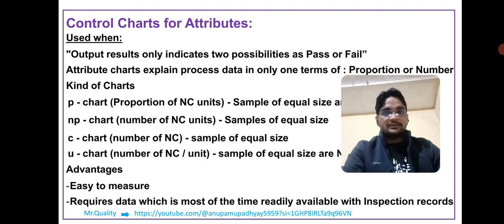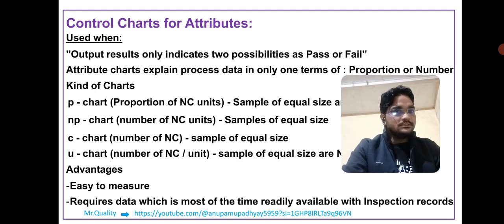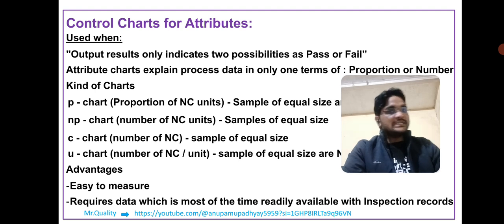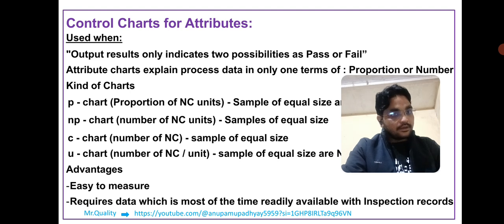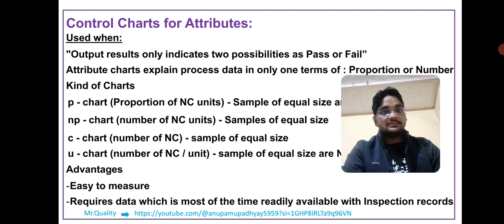Control chart for attribute. When used, output results only indicate two possibilities, that is pass or fail, OK or NG, qualified or not qualified. Attribute charts explain process data in only one term, proportion or number. What are the kinds of charts of attribute?